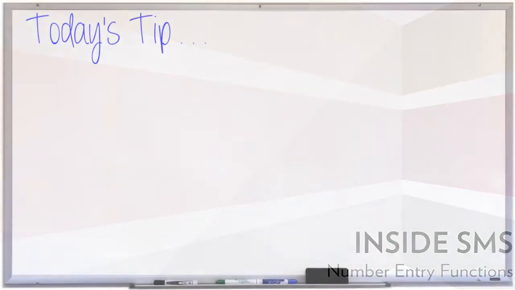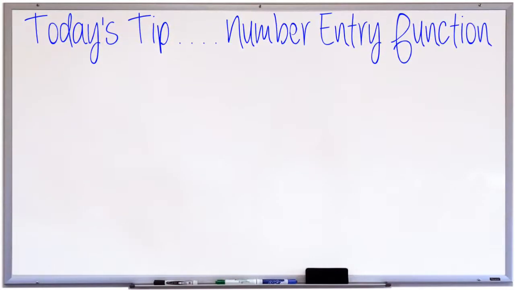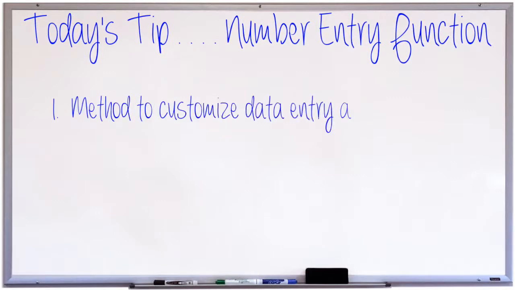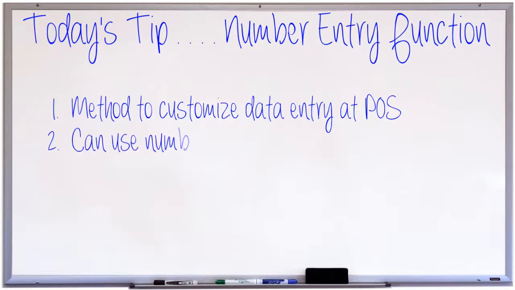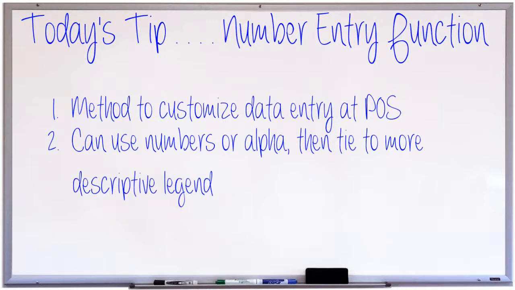Hey guys, this week's tip comes to us via request from a retailer I met a while back. He found this feature called number entry function while leafing through the help files. Basically what it allows us to do is customize data entry at the POS. And via that customization of data collection, we can use number or alpha codes and then tie those back to a more descriptive legend that can be better understood at a later time.